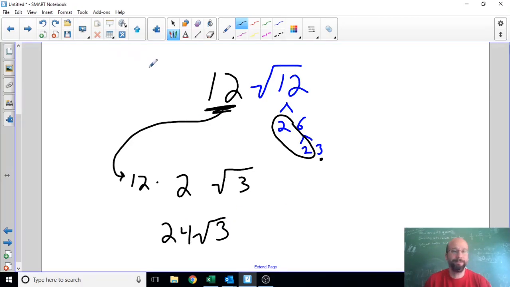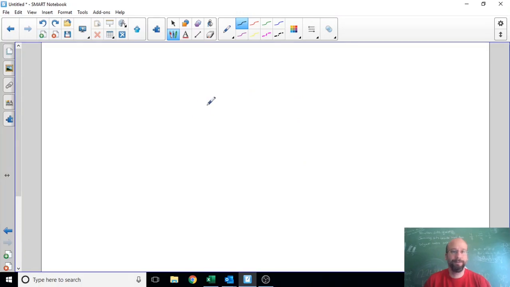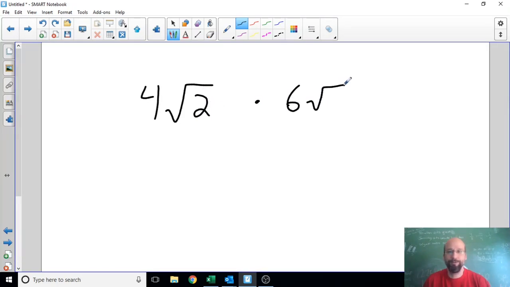Now let's do another one. Let's do 4 root 2 times 6 root 3. So again, you multiply the outside times the outside, 24. 4 times 6 is 24. Root 2 times root 3 is root 6.